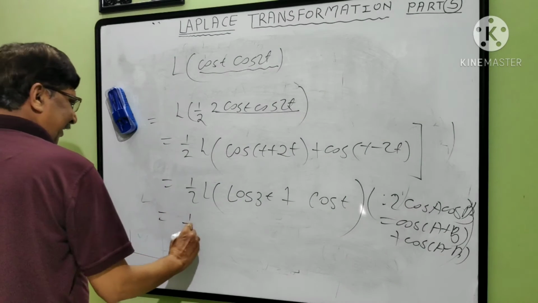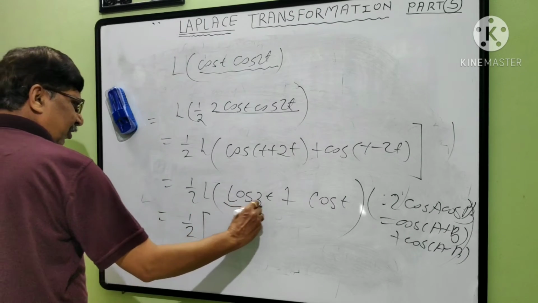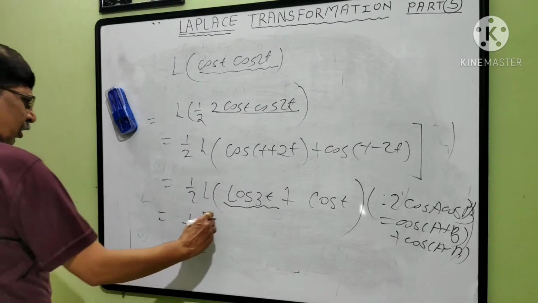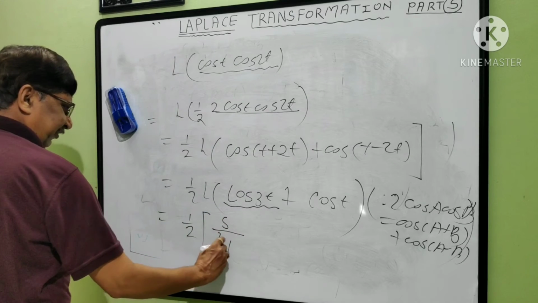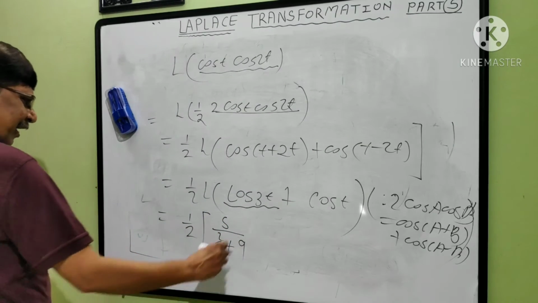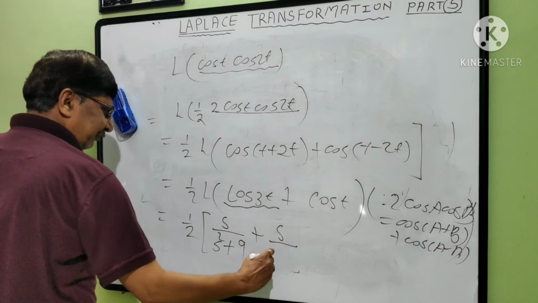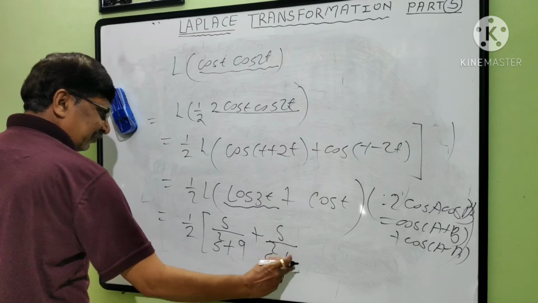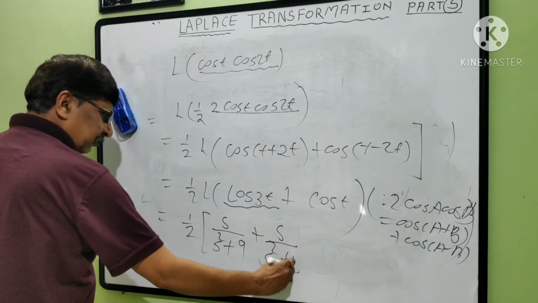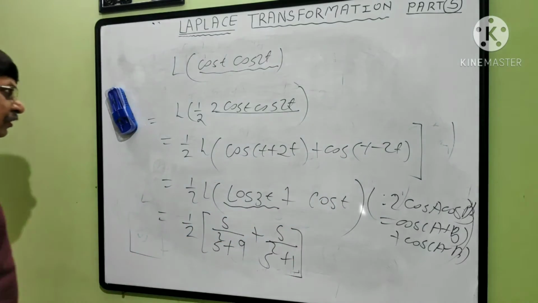Now it is 1 by 2 times the Laplace transformation of cos, you know, s upon s square plus a square, that is s square plus 9. And what is the Laplace transformation of cos t? Again s upon s square plus a square, where a is 1 here, so 1 square, 1. That is the answer.